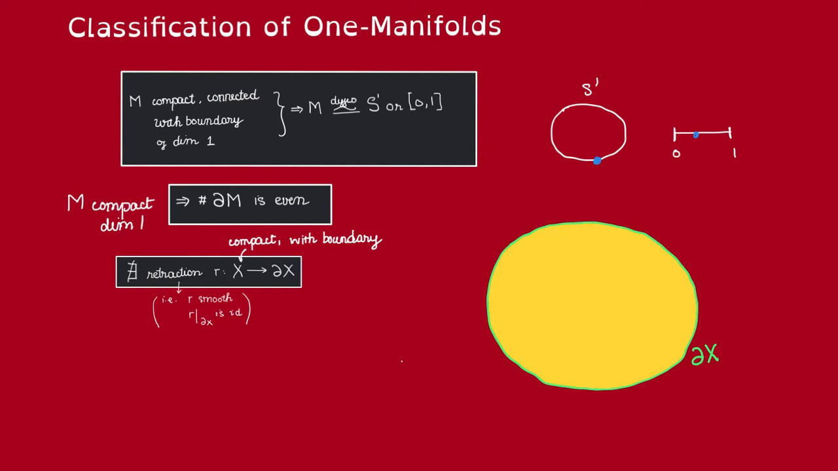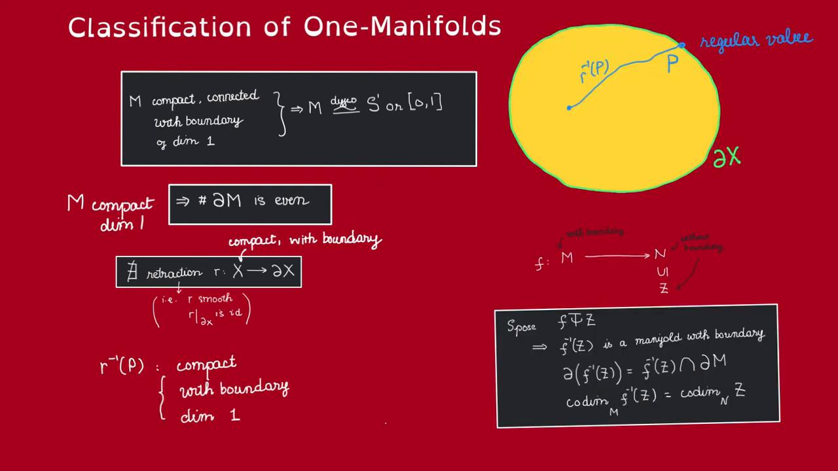We'll prove by contradiction, so we'll assume that there is such a retraction R, and then we'll take a point P in the boundary that is a regular value of this map R. Well, such a P must exist because of Sard's theorem. Now let us consider the fiber over P. Right, so these are all the points that retract to P. Now we claim that this fiber is going to be a compact, one-dimensional manifold with boundary, which will then allow us to use this classification on this fiber. Well, this comes from the transversality theorem for manifolds with boundary.